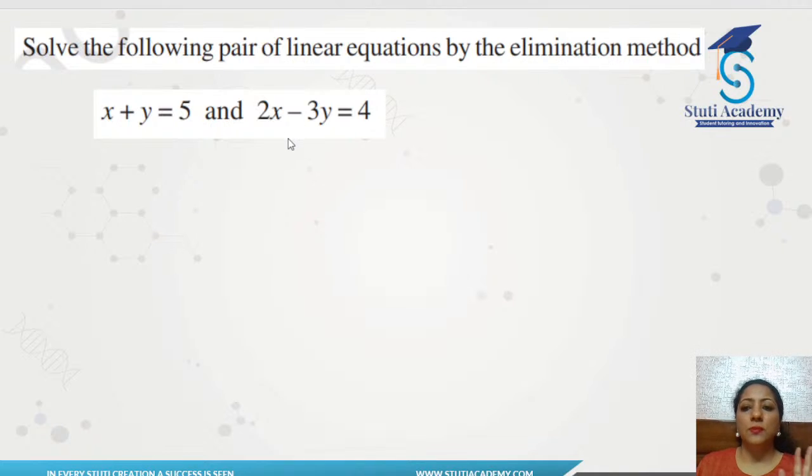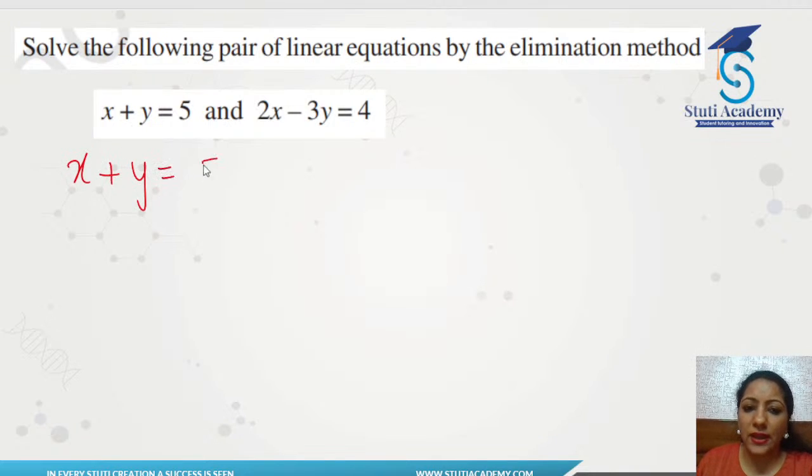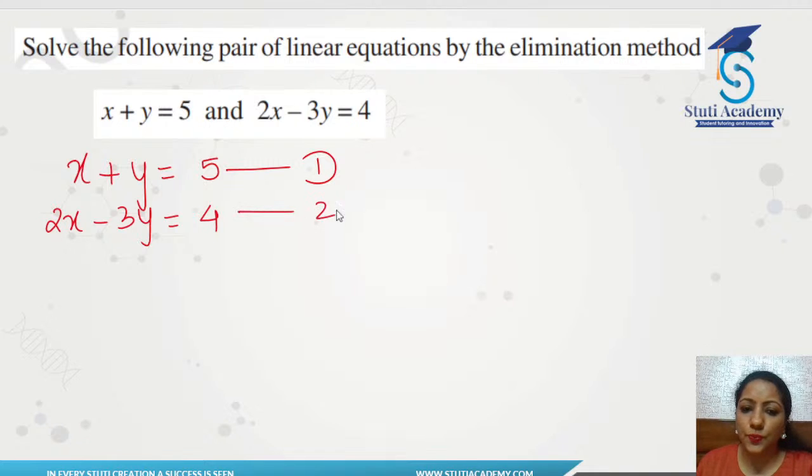So this question I've taken from NCERT. Solve the following pair of linear equations by elimination method. Now by elimination method it is specified here. We have these two equations here. We have x plus y is equal to 5 and then we have 2x minus 3y is equal to 4. I'll name the equations as 1 and 2.